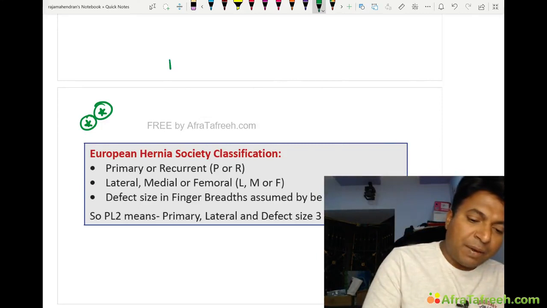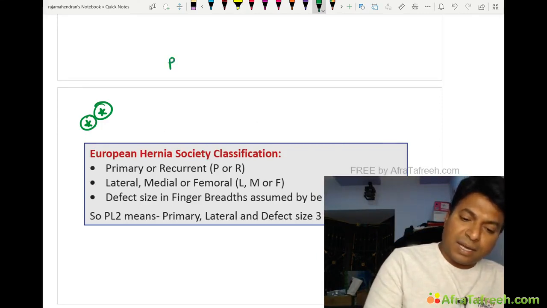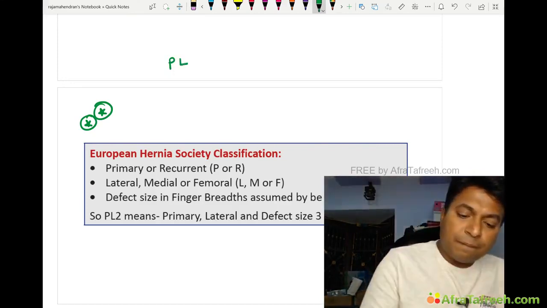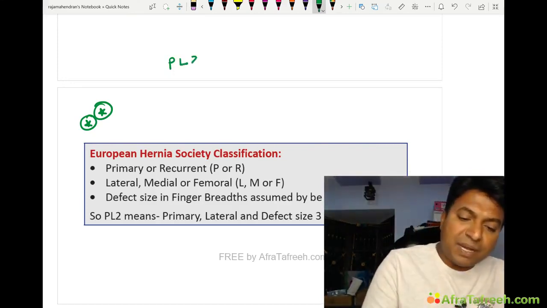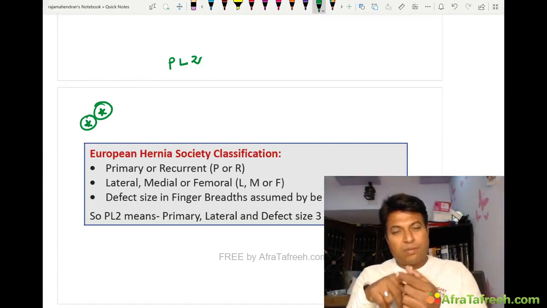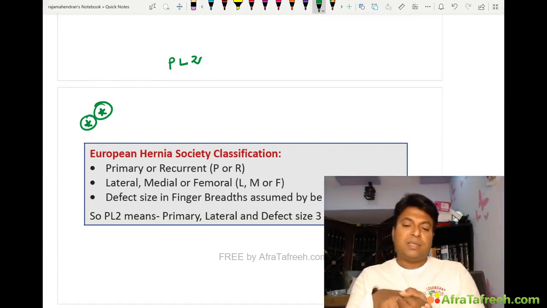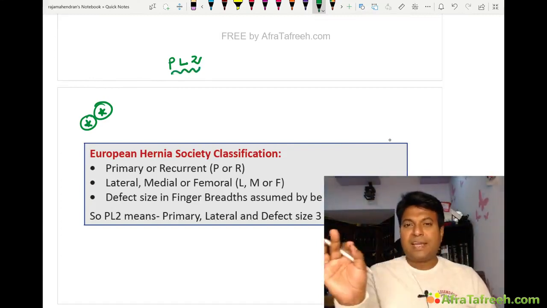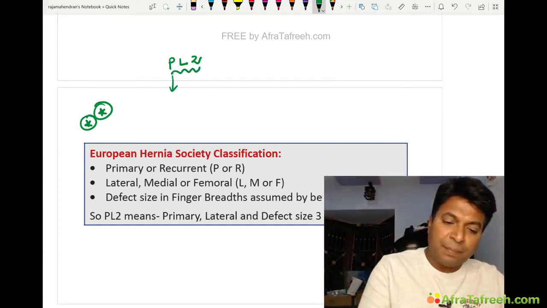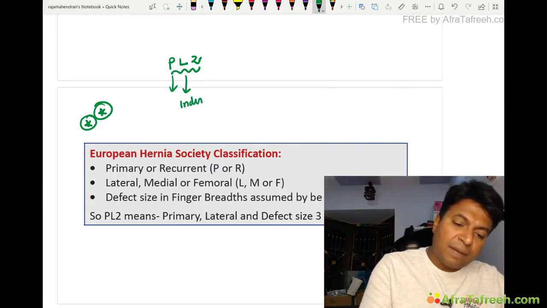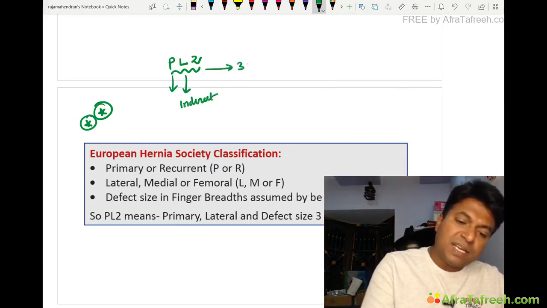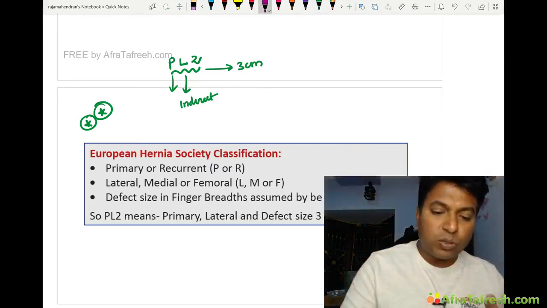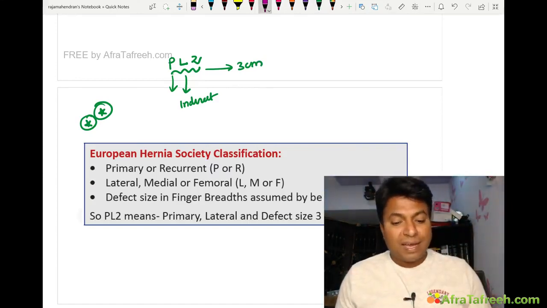It can be primary or recurrent. It is lateral or medial or femoral. And the defect size can be mentioned as 1 finger entering is 1.5 centimeter, 2 fingers entering the defect is 3 centimeter. So if I say PL2, I can simply say the hernia as PL2. P for primary, L for indirect hernia, and 2 means it is a 3 centimeter defect. So it is a simple short form I can use to describe hernias using the European hernia classification.